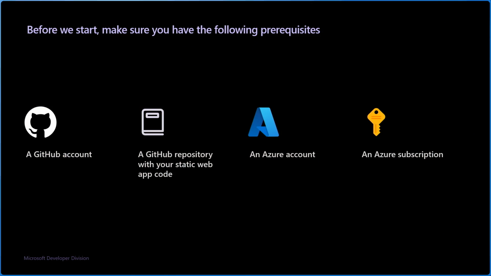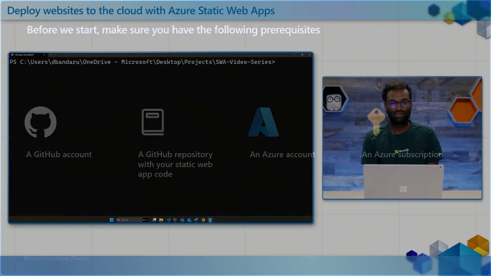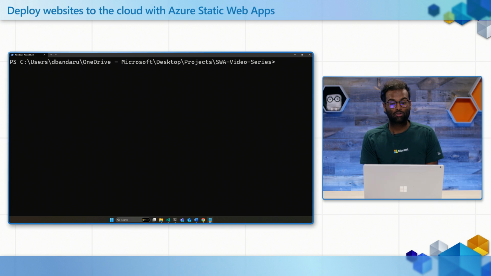1, a GitHub account. 2, we need to have a GitHub repository to host our static web app, the code for our static web app. And 3, an Azure account. And 4, an Azure subscription within that account. I'm now going to show you how to deploy your Vue app to Azure Static Web Apps. At parts of this video, I'll be adding functionality to a React app, but the steps should remain the same for your Vue app. Let's get started.